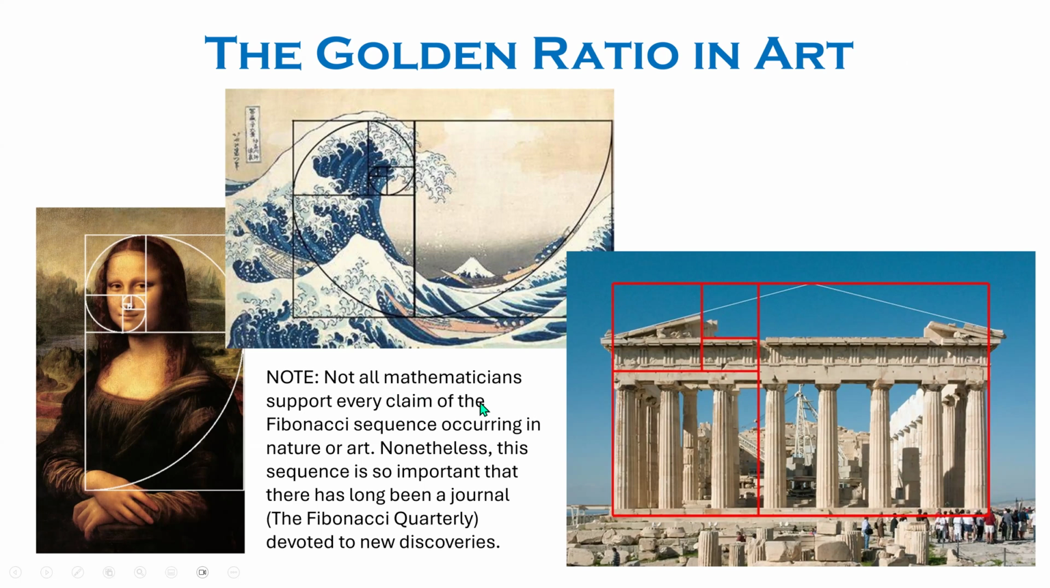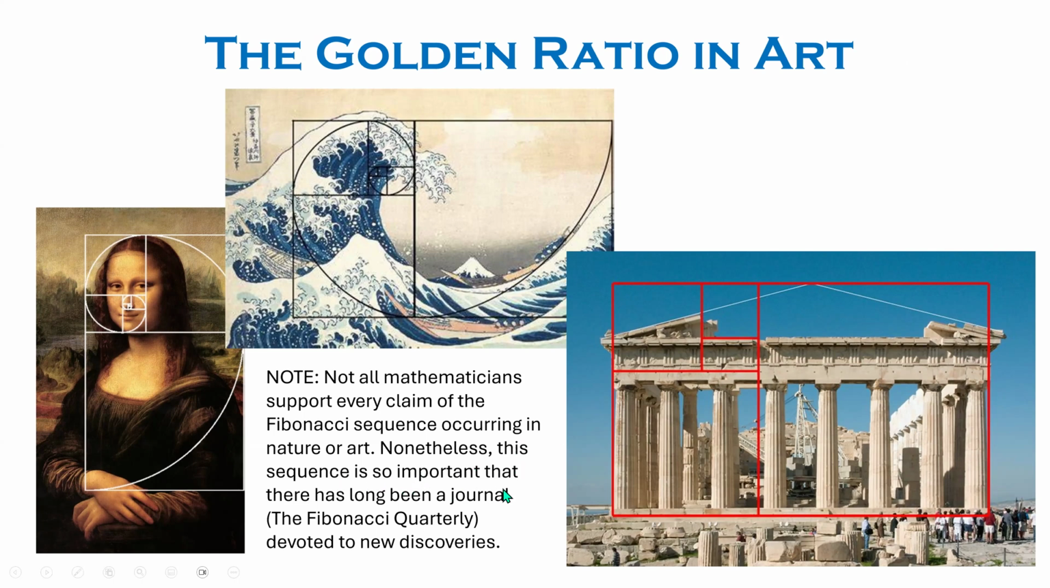Not all mathematicians support every claim of the Fibonacci sequence occurring in nature or art. Some mathematicians would look at the wave and this golden spiral here and say, well, yes, kind of, it's close to that, but it's not exact, no cigar. Others would look at it and say, oh, yes, well, it's maybe not 100% exact, but it's close enough for government work. So sometimes, even among mathematicians, whether a work of art is an example of the golden ratio or not, the Fibonacci sequence or not, can be a matter of debate.